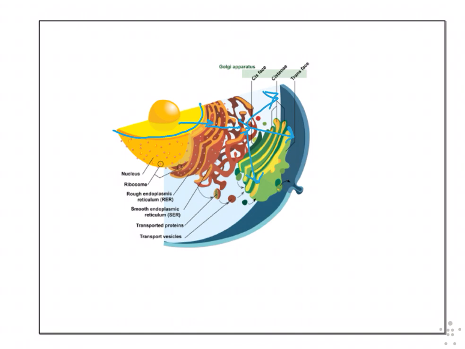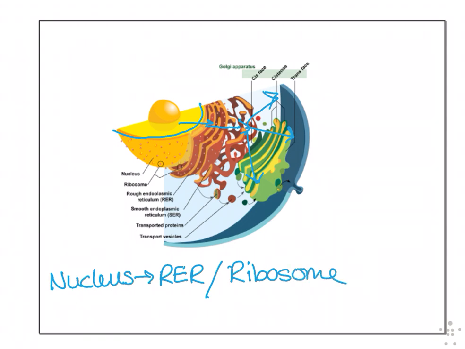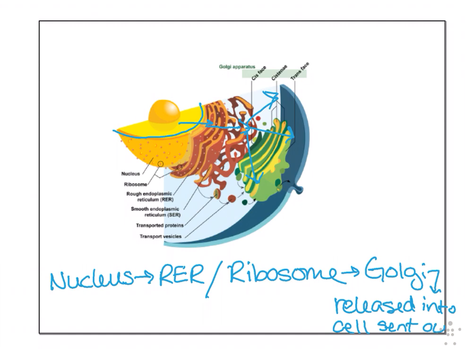So it starts at the nucleus. Then it will go to the rough ER. And on the rough ER, it will find a ribosome. From the ribosome, it goes to the Golgi. And then from the Golgi, it will be released either into the cell or sent out.